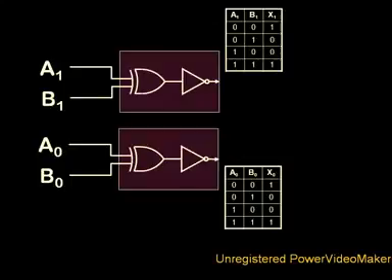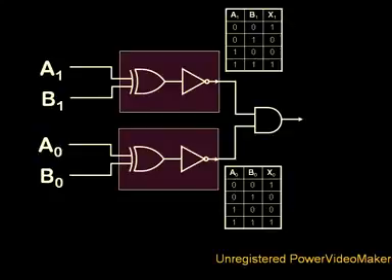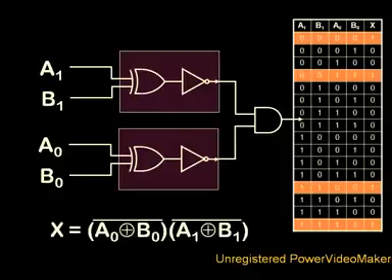Is the 0th order bit the same, the 1's place? And is the 1st order bit, the 2's place, the same? And if they both are the same, then the result is true. So here's a combined truth table for my two sets of comparators. And you can see the combined Boolean logic below as well.